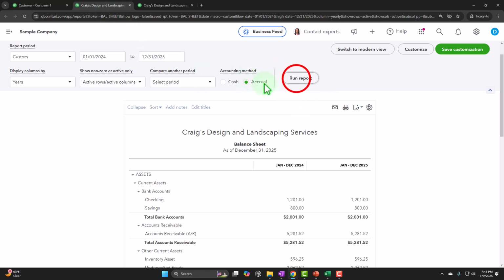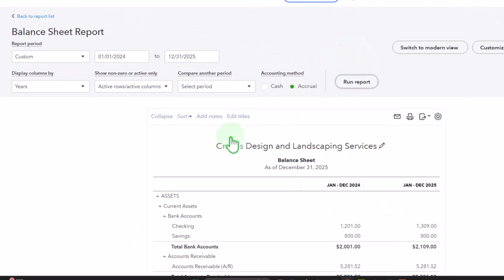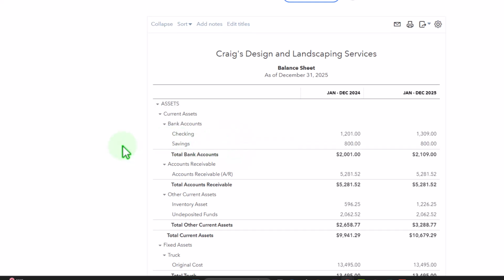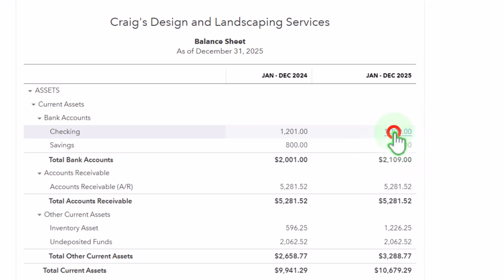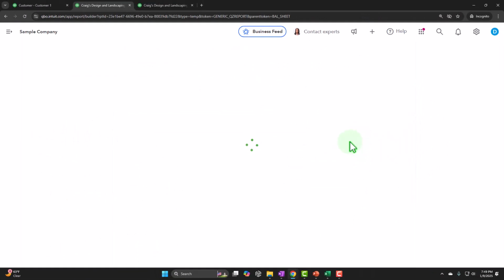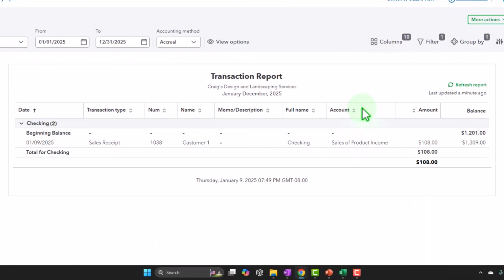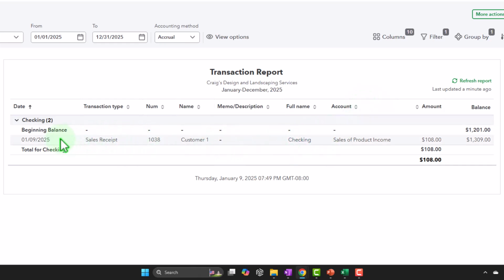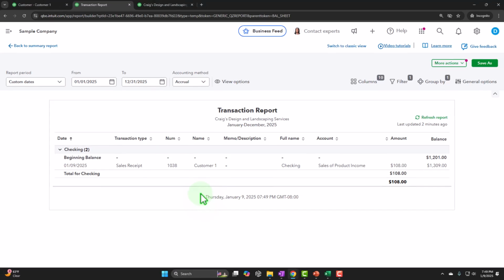Let's go to the tab to the right. We're going to run this thing. And then we're going to go into the checking account. So we have the sales receipt. There's the 108 for the full amount, including the sales tax.